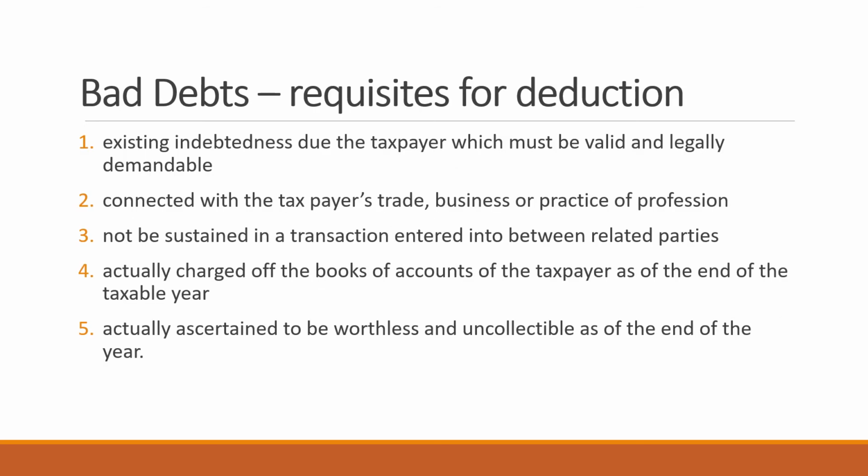For bad debts to be deductible, there must be an existing indebtedness due the taxpayer which must be valid and legally demandable. The same amount must be connected with the taxpayer's trade, business, or practice of profession. The same must not be sustained in a transaction entered into between related parties. The same must be actually charged off the books of accounts of the taxpayer as of the end of the taxable year. And the same must be actually ascertained to be worthless and uncollectible as of the end of the year.